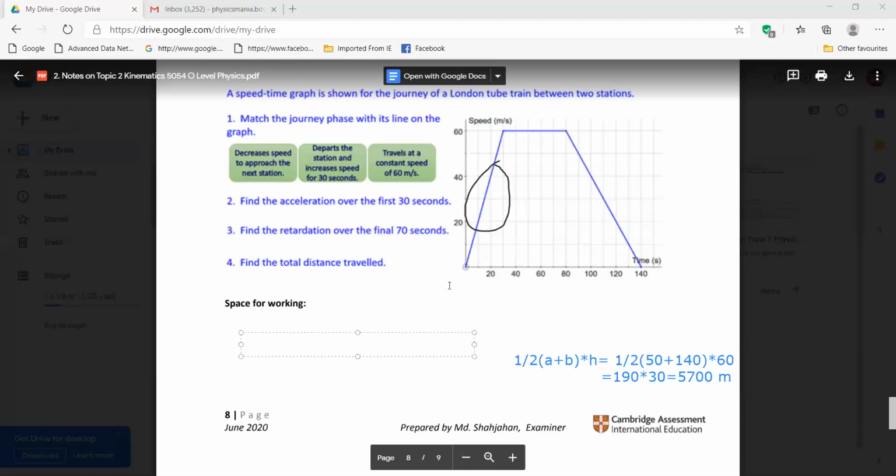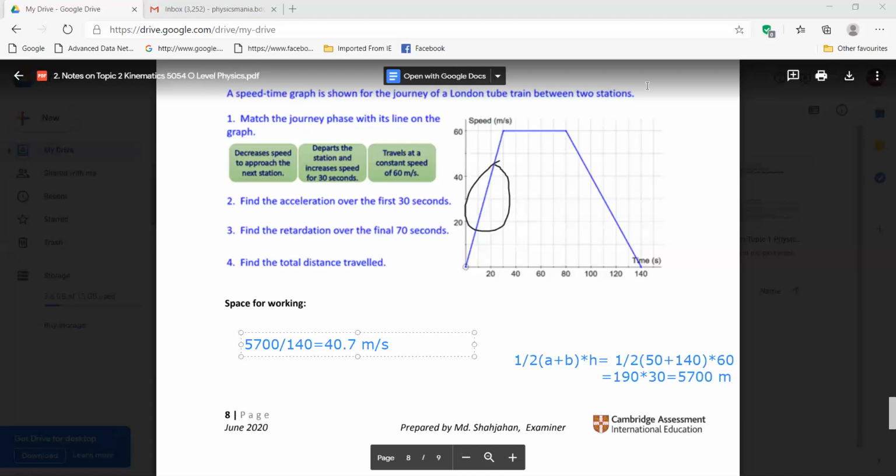If they ask you to find the average speed, then total distance 5700 divided by 140, right? Yeah, then what will be the answer? 40.7 meter per second. Okay, done.